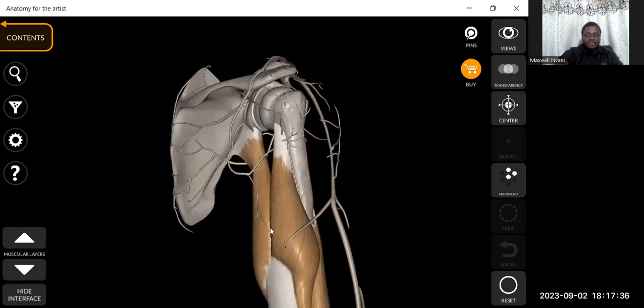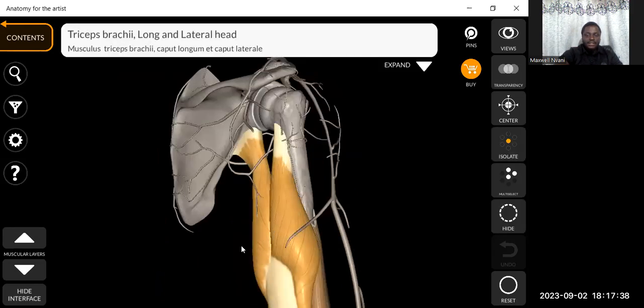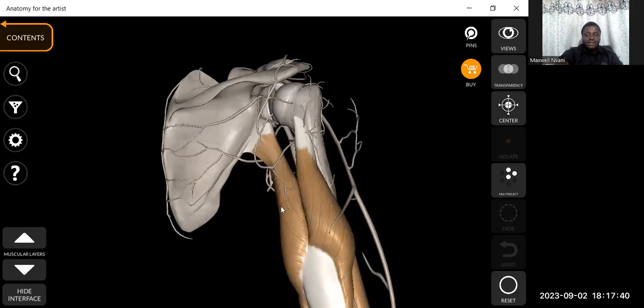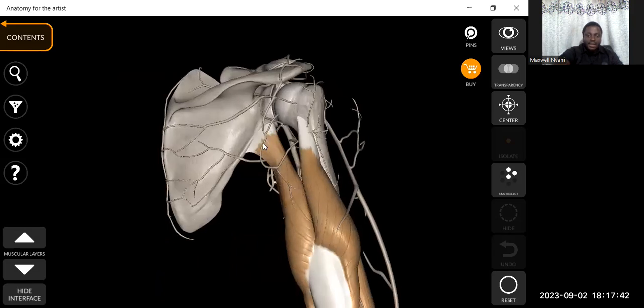This is the triceps brachii muscle, highlighted. Now, the long head attaches at the infraglenoid tubercle. Okay, then we have the teres major muscle at the lower 1/3 along the lateral border on the dorsal aspect of the scapula.